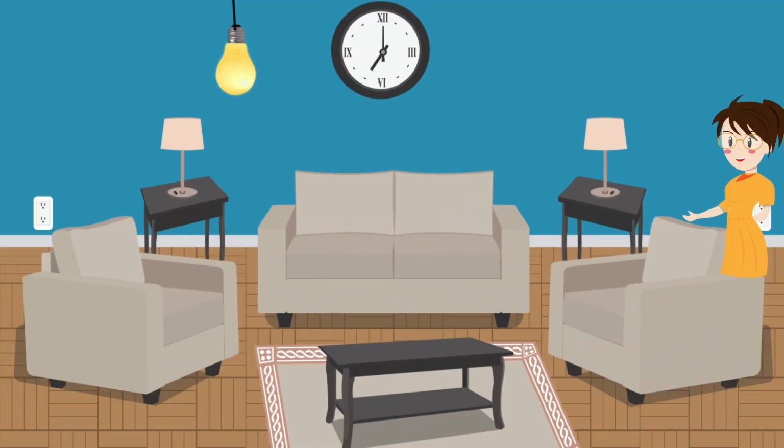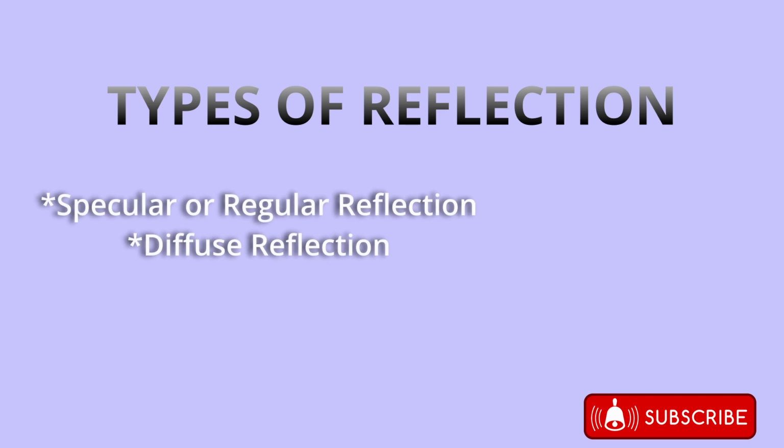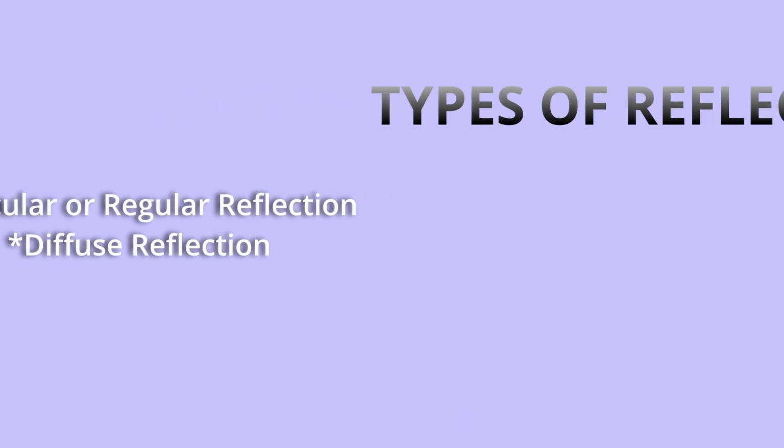Just like inside your room, a light ray from the bulb strikes the table and bounces back and reaches your eyes. Hence, you are able to see the table. Reflection is of two types, specular or regular reflection and diffuse reflection. In your books, you are mostly familiar with specular reflection.